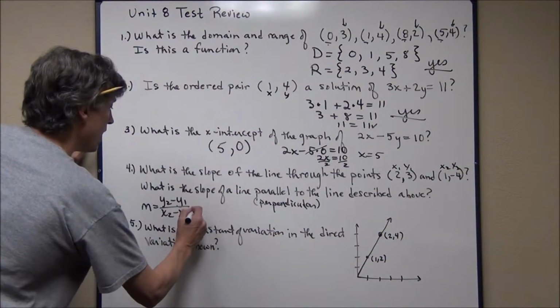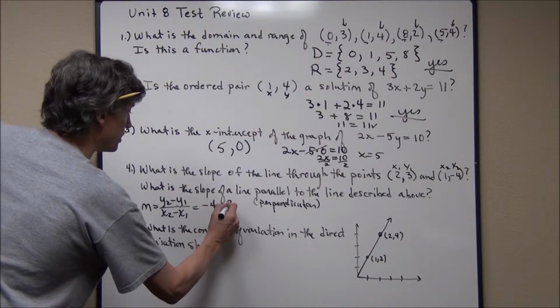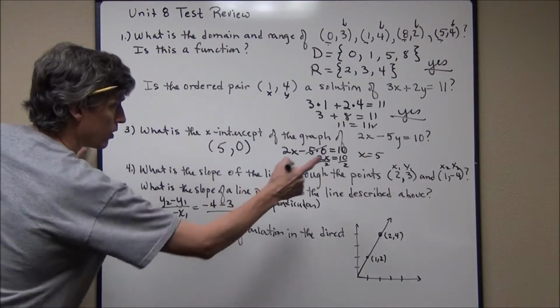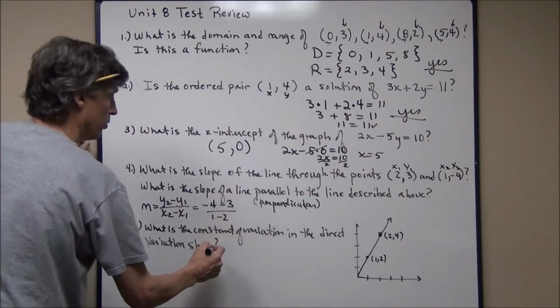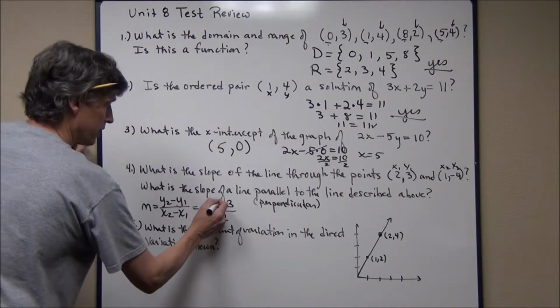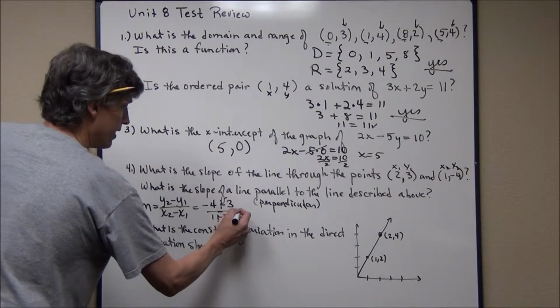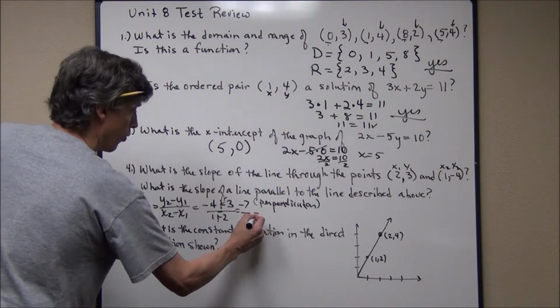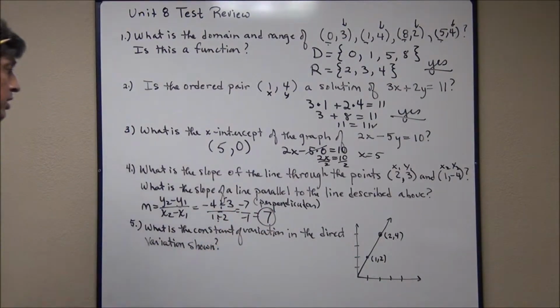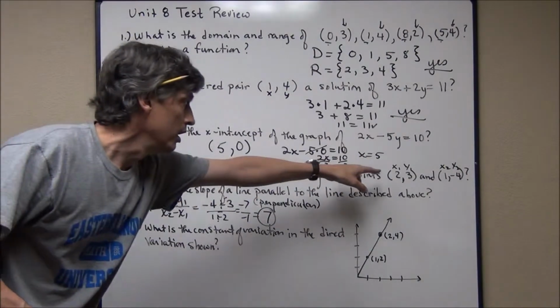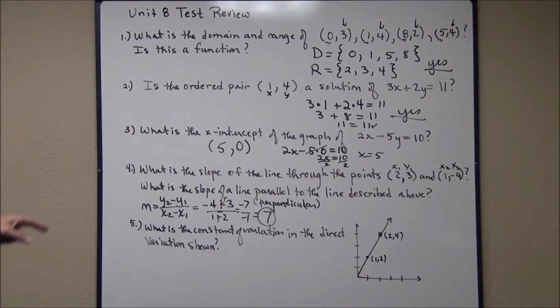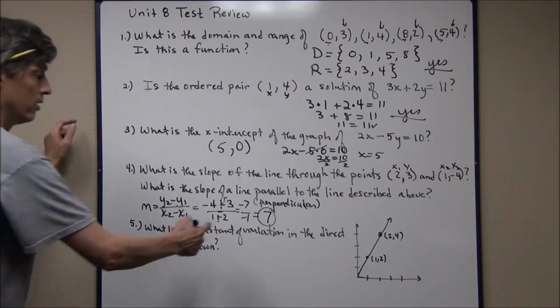Substitute them in. I get negative 4 minus 3 all over 1 minus 2. Negative 4 minus 3, it's like adding the opposite. This is like adding the opposite. I have negative 7 over negative 1, or positive 7. That's the slope of a line that goes through those two points. Then it says, what's the slope of a line parallel to the line described? Well, it'd be the same.